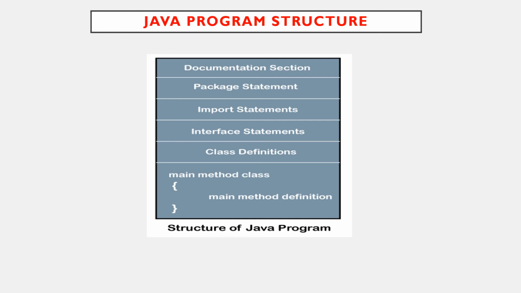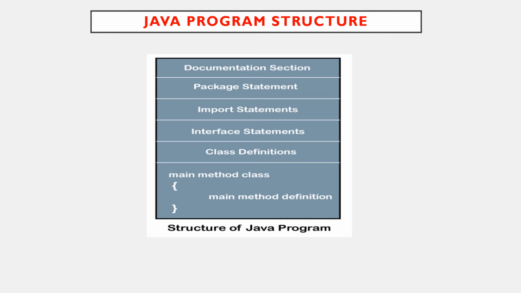The third section is the import statement. The next thing after the package statement may be a number of import statements. This is similar to the hash include statement in C and C++ programs. For example, import student.*. This statement instructs the interpreter to load some of the classes contained in the package student. So this is a general example.